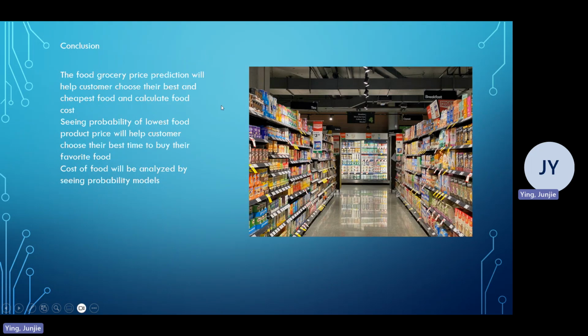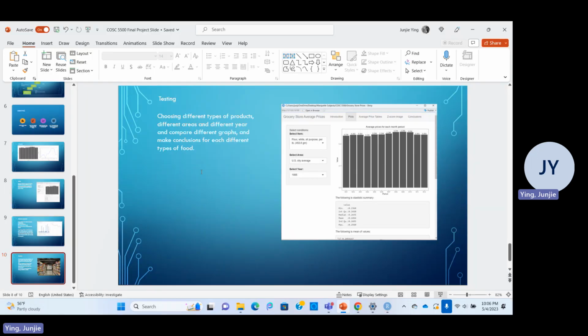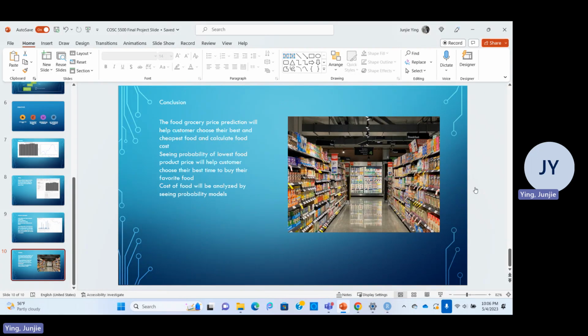Conclusion: the food grocery price prediction will help customers choose their best and cheapest food and calculate cost. And we will see the probability of low prices, which will help customers choose the best time to buy their food. And the z-score model will be the best probability model to estimate the food cost and see the probability.